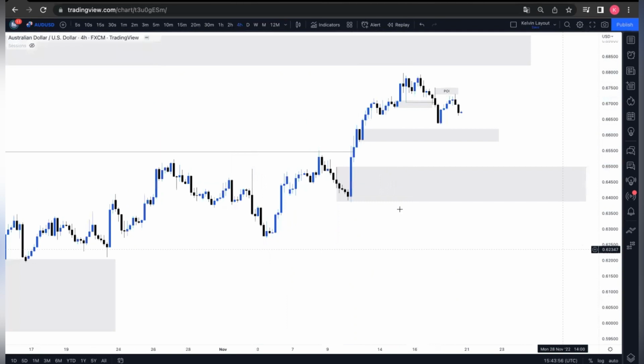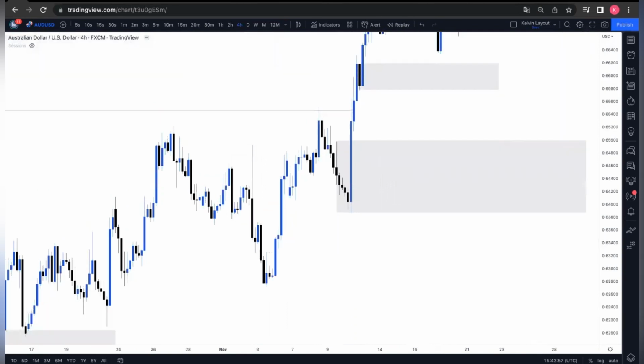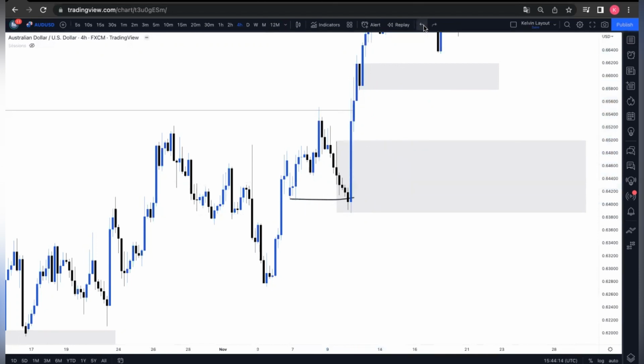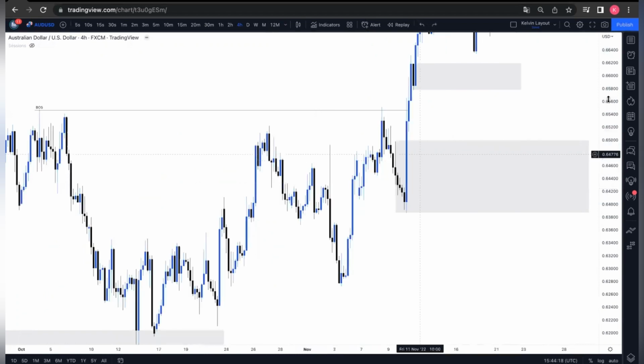Absolutely, as we can see, price had grabbed liquidity from this structure, the previous structure low right here, and then immediately pushed to the upside. So that means that institutions sold first, then they bought, so they need to come back and close this sell position that was left previously in drawdown. That's just the mitigation concept right there. So I'm waiting to see if price is going to pull back all the way down here.